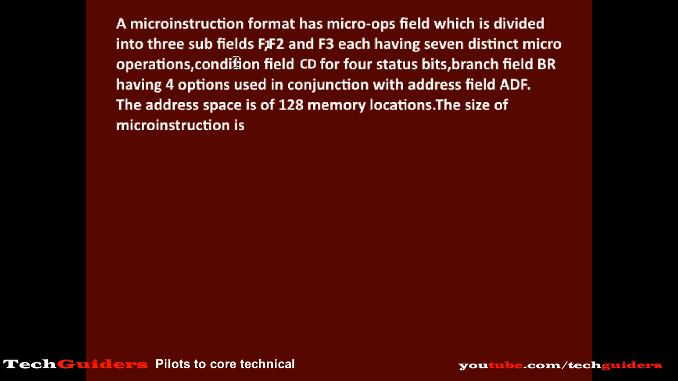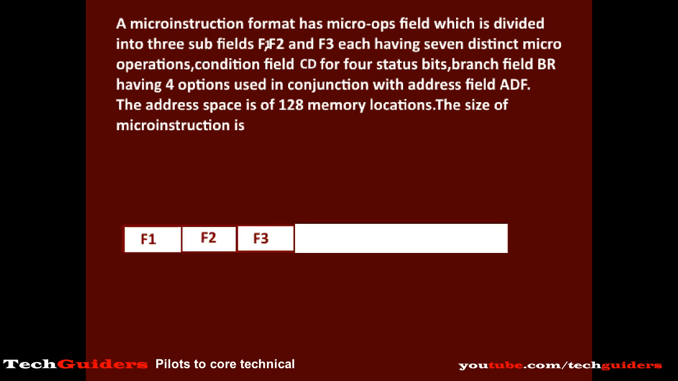According to this micro-instruction format, the micro-operation field is divided into three subfields F1, F2 and F3. Then we have a condition field, a branch field BR and an address field ADF. The micro-operation field is divided into three subfields F1, F2 and F3, each having 7 distinct micro-operations. So from each subfield, only one micro-operation will be specified at a time.